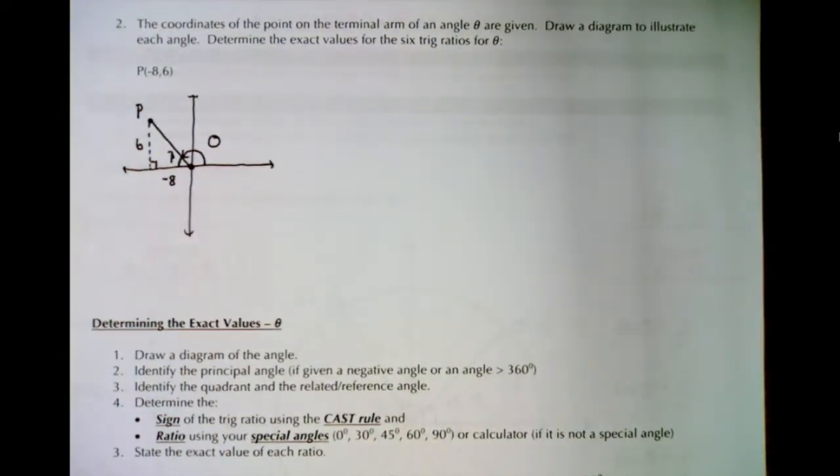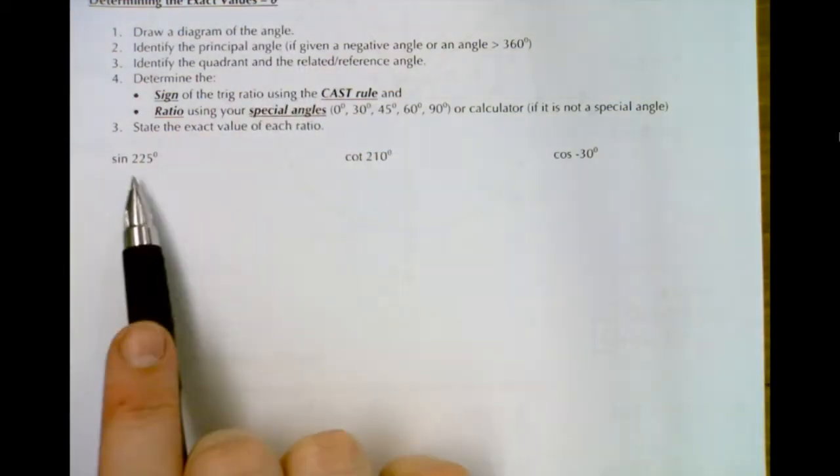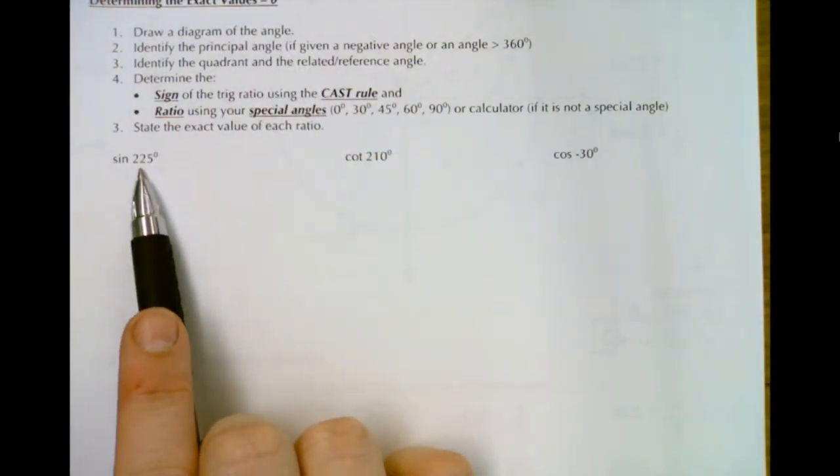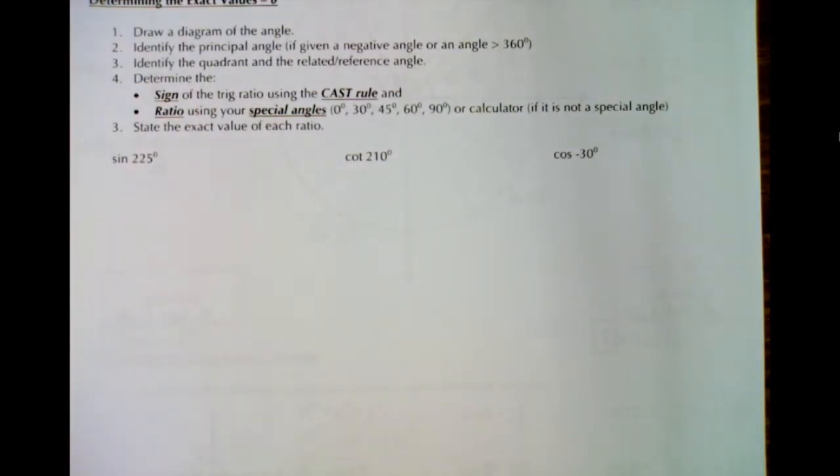All right, how does all of this connect? Well, here's how it connects. Determining the exact values using an angle from standard position. Well, we're going to look to find sine of 225 degrees, cotan of 210 degrees, and cosine of negative 30 degrees. And the way we're going to do it is by using the Cartesian plane and our knowledge of special angles, using the special triangles, and the CAST rule.